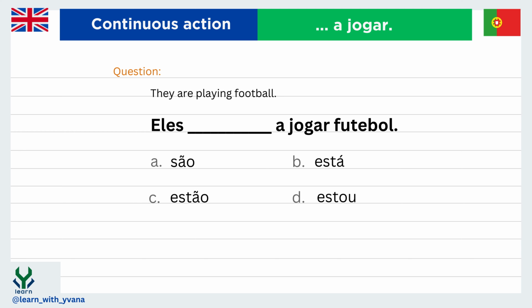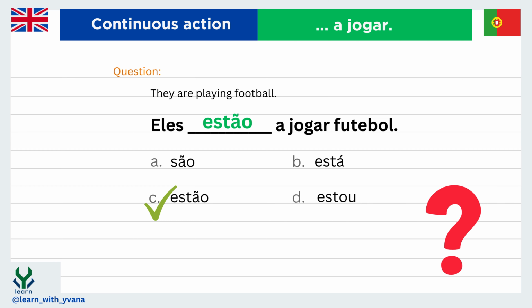Now let's see the question and try to answer it. Eles dash a jogar futebol. Options are são, está, estão, estou. No worries if you are a beginner and need help answering, guess any option as your instinct says. You answered? That's cool. The answer is estão. Eles estão a jogar futebol.